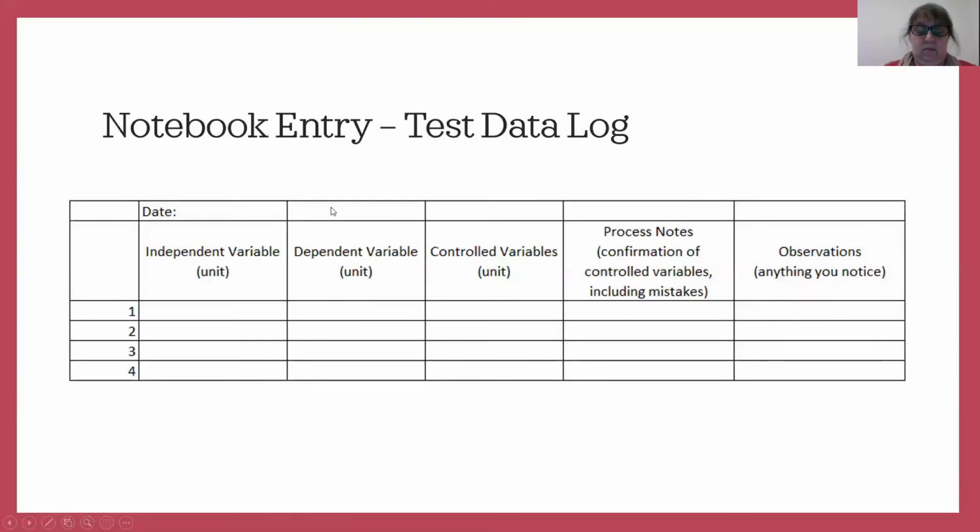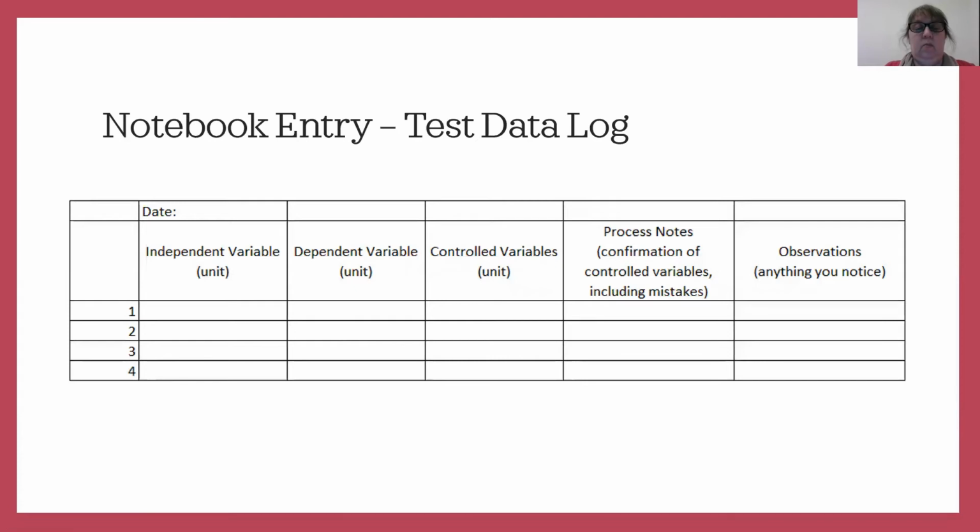So here's our notebook entry, test data log. When you have your tests, you'll write down your independent variable, the dependent variable, controlled variables, process notes. Now, if you make a mistake, like if you add too much of something, when you have to only add so much, make a note of it. Don't pretend that it didn't happen, because it's going to change your outcome, and you're going to need to understand that.